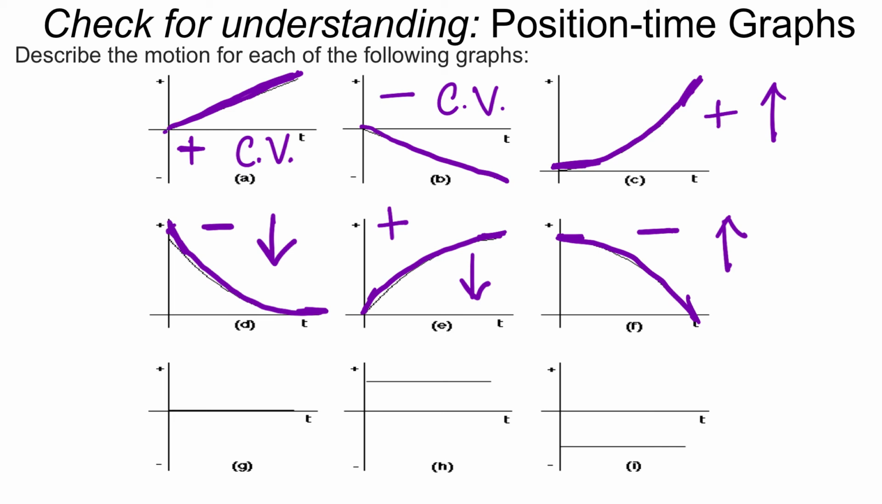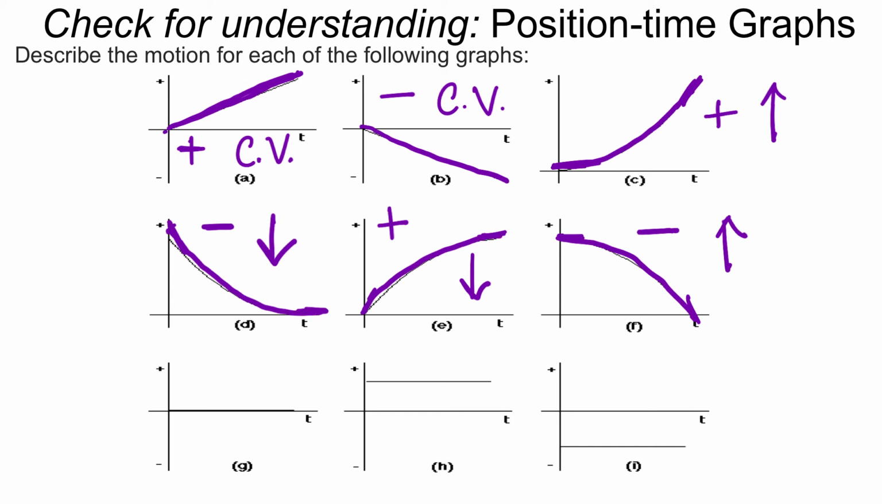Your diagonal lines are the ones that are constant velocity. And then the lines that are getting steeper at the end, so this is steeper than it was in the beginning, and then this is steeper than it was in the beginning, those would be speeding up. These, for D and E, they were slowing down because they were getting flatter towards the end.